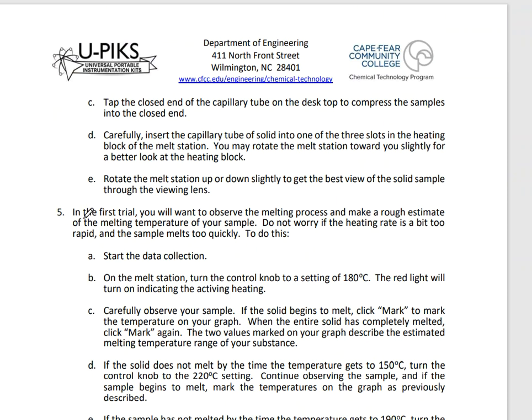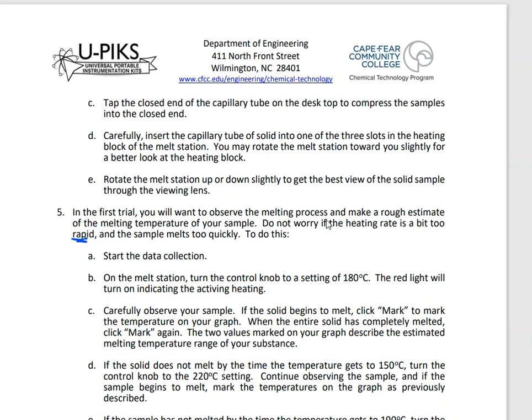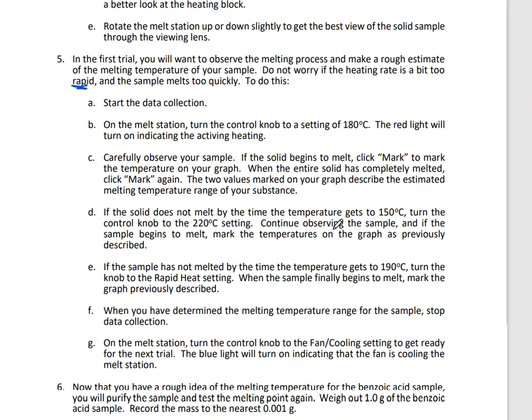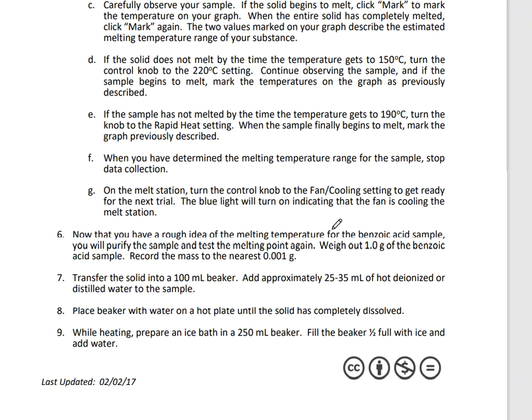All right, step number 5, in the first trial, you want to observe the melting process and make an estimate. So that means that this heating rate can go fast, okay? You don't really need to sit there and wait forever. So you might as well just crank up the system, folks. Don't waste time. Crank the system up, get a good idea of where this stuff melts, and then you might want to do it again for a second time, and then go a little bit slower.